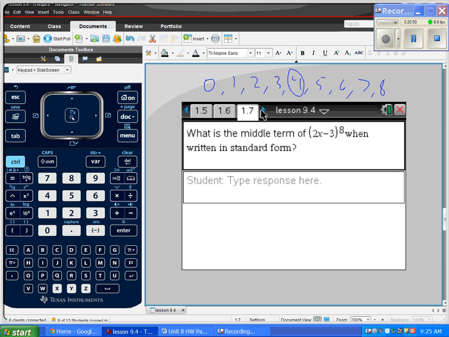What is my combination going to be? 8C4. Perfect. We have an exponent of 8, and we're going to raise it. We are looking for what is essentially the 5th term, but it's number 4. 2x, that's in our x spot. And what are we going to raise it to? The 4th. How did you figure out we're raising it to the 4th?